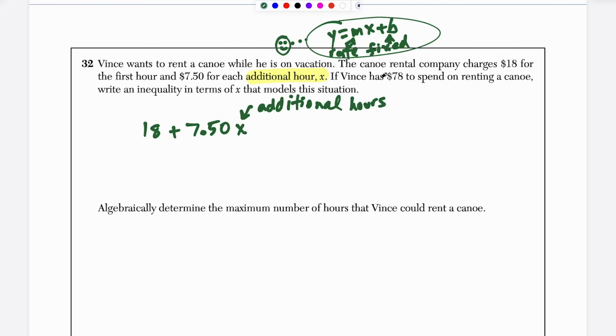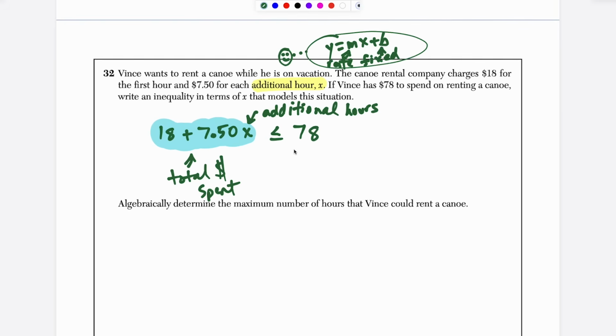But they're telling us here, Vince has $78 to spend on renting a canoe. So that means this whole piece here collectively, I'll highlight. Let me just change colors because I went yellow for additional hours, but this represents the total money spent. So the total money spent by Vince has to be less than or equal to $78. Okay, so this is just how much money Vince has to spend, and this would model the situation. But once again, x represents the additional hours after the first hour.